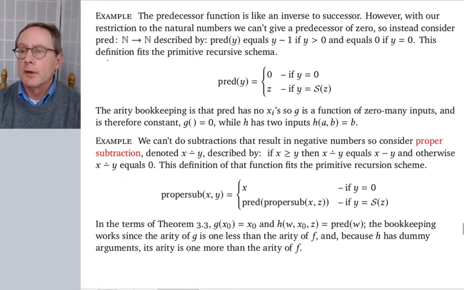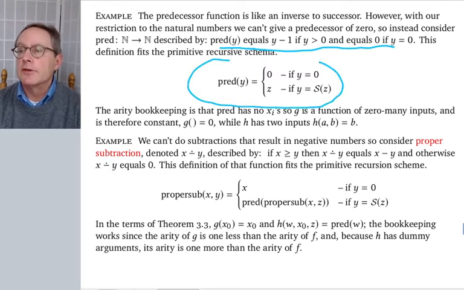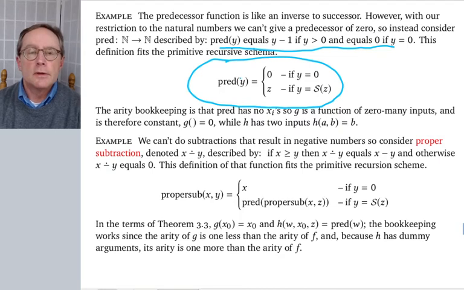But the thing that sometimes gives people trouble is this: we defined predecessor. Now our job is to make it fit the scheme that we were just given. So again, we described predecessor, and now our job is to make a definition that has it fit the scheme we just gave. Okay, and it's not a hard job.